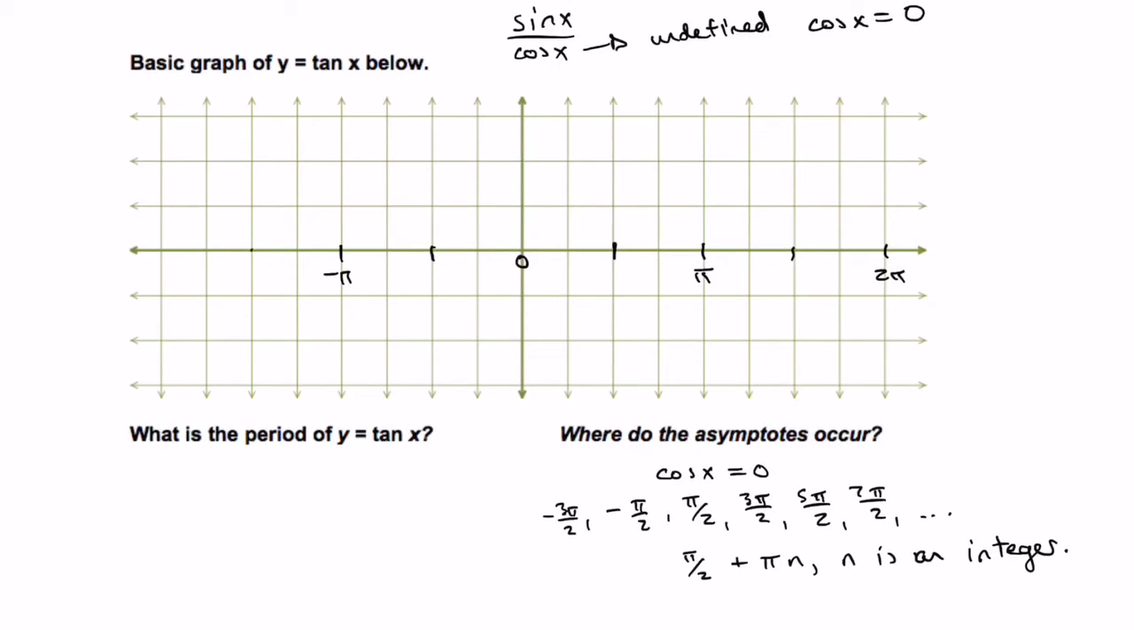So to graph it, I'm going to make it a little big. I'm going to go every 4 squares is pi. I'm going to mark where the pi over 2's are in between them, and those are where the asymptotes are going to be. So I'm going to dot those all in. So there are the asymptotes.